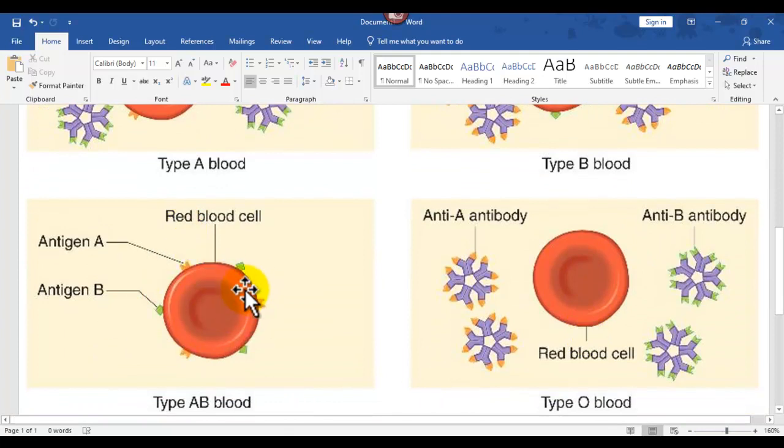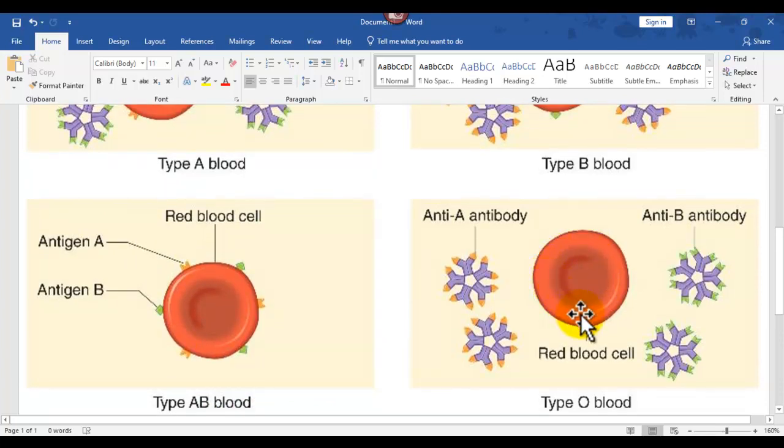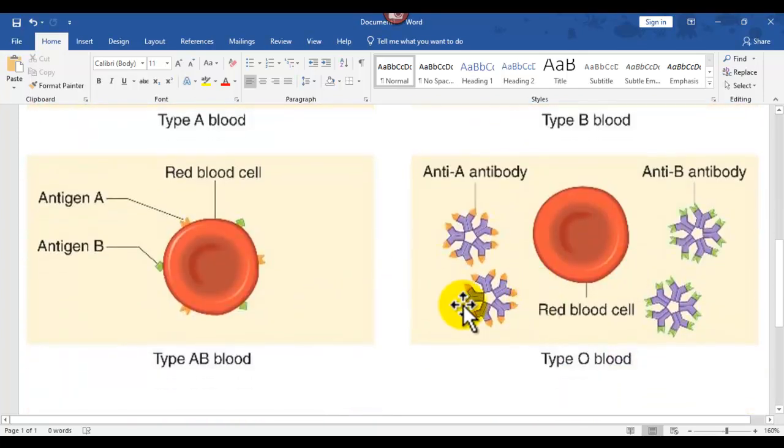Here is type AB. See, there's an A antigen, there's the B antigen, but you can see there's no antibodies. So that makes you type AB blood. None of those there. Here's type O. There's no antigens. And then here's some A antibodies. Here's some B antibodies. That's what makes you type O. And that's the 4 groups. Really good chart. I'll put this underneath the outline so you can look at it.